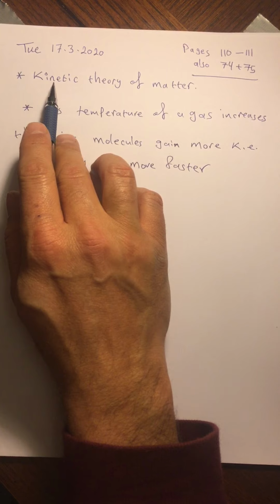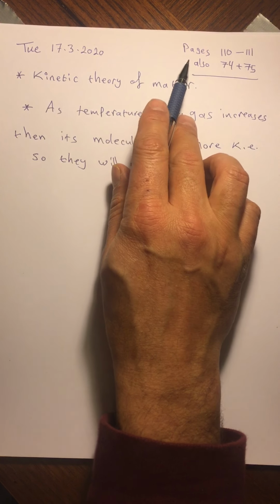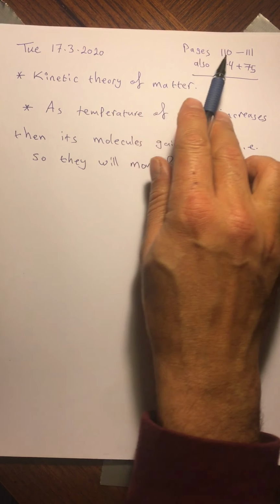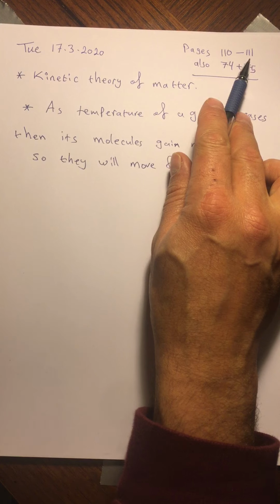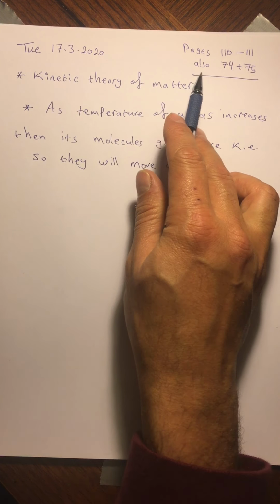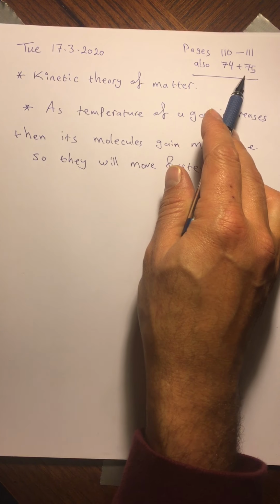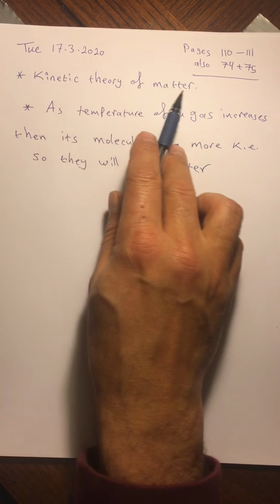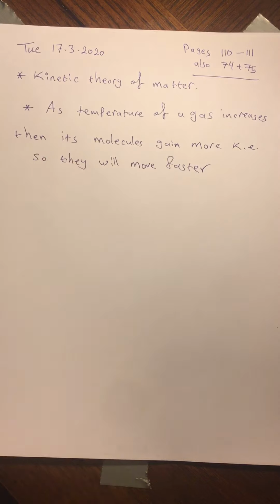We will talk today about the kinetic theory of matter. You can find everything here on pages 110 and 111. Also, some you can find in the pressure chapter, pages 74 and 75. The kinetic theory of matter, you don't need to memorize this, you need to understand it. As a statement, you don't need to memorize it.